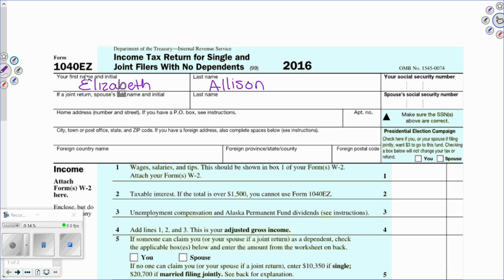First thing that we need to fill out, wages, salaries, and tips. So look at the W-2 on the form. Do you see how much money she made? 83,600, right? It says right on here, this should be in box 1. If you look at her W-2, in box 1, it gave you 83,600.